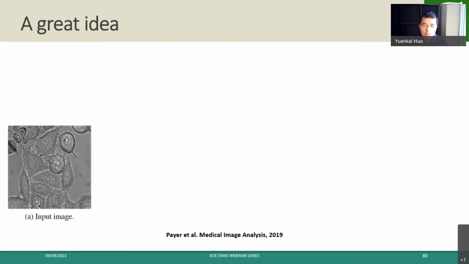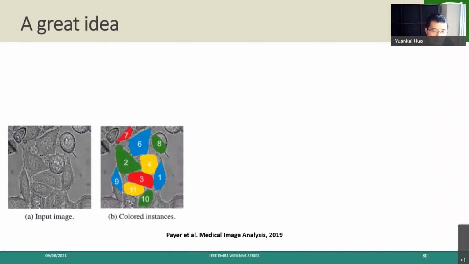And until 2019, we saw a great idea from Payer's group, where they defined the instance segmentation using domain knowledge in biology. Traditionally in computer vision, for example, if we have 11 cells to segment, we want different features or different representations for all these 11 cells. But Payer had an awesome idea: since things are kind of duplicated in biology or in microscopy, we don't necessarily need 11 different representations for 11 cells. We only need to make sure the representation is different across neighboring cells.